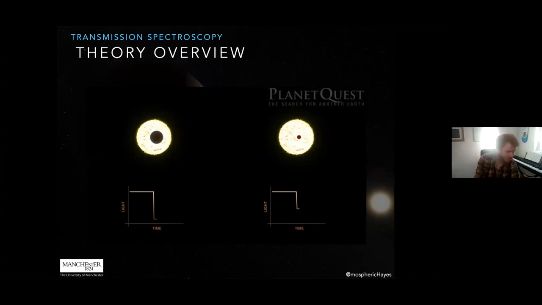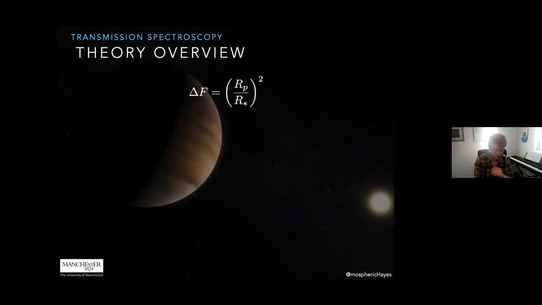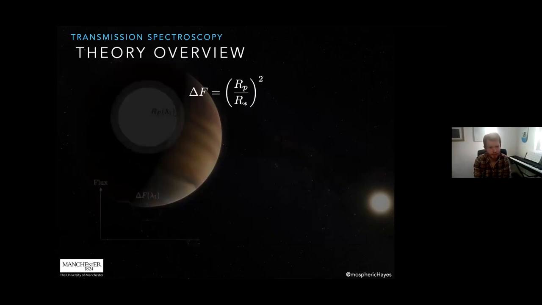I use transmission spectroscopy. The basic idea is a big planet blocks out more light. So this is the only equation I'm going to show you. It is a calculation for the transit depth. R_P here is your planet radius, and R_star is your star radius.